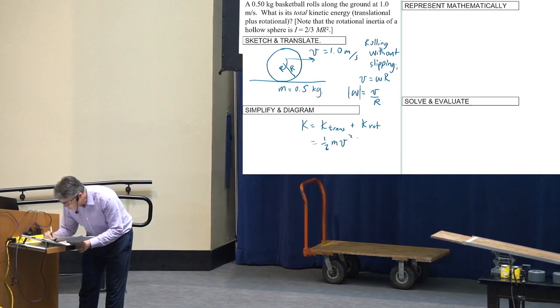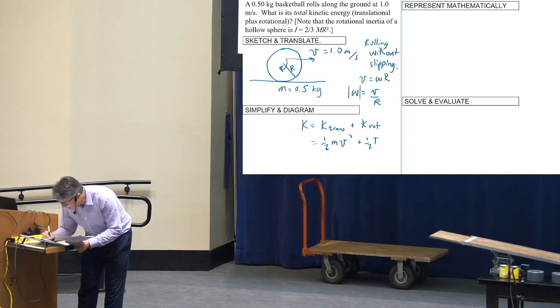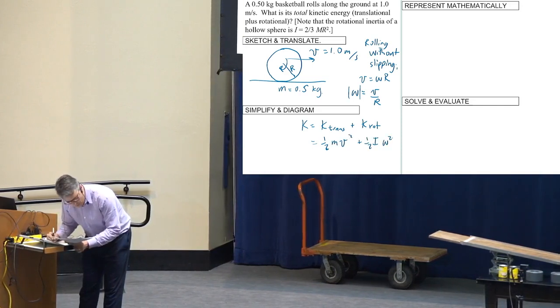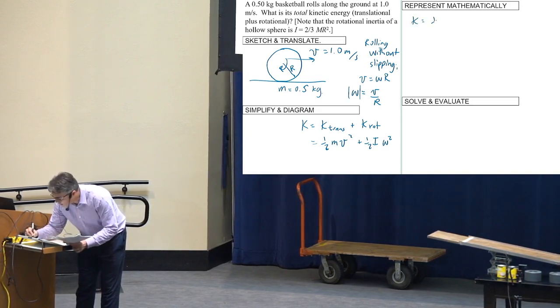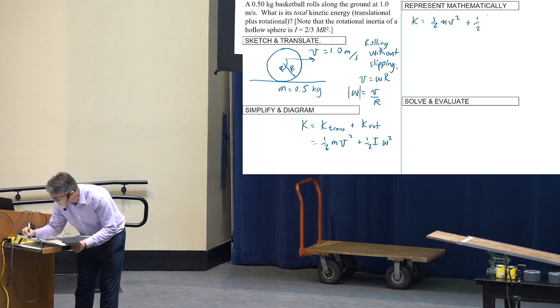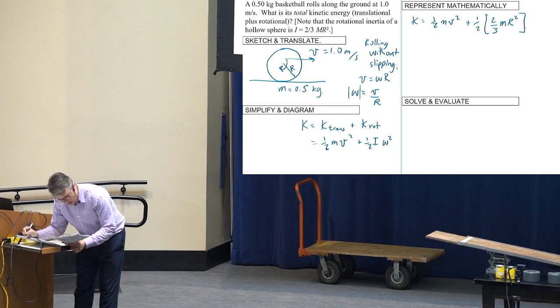So it's 1/2 m v squared plus 1/2 I omega squared. Those should be from your A sheet. So I got 1/2 m v squared, which is easy, and then you have to plug in a bunch of stuff: plus 1/2 times the 2/3 mass times r squared, that's I, times v over r, squared.